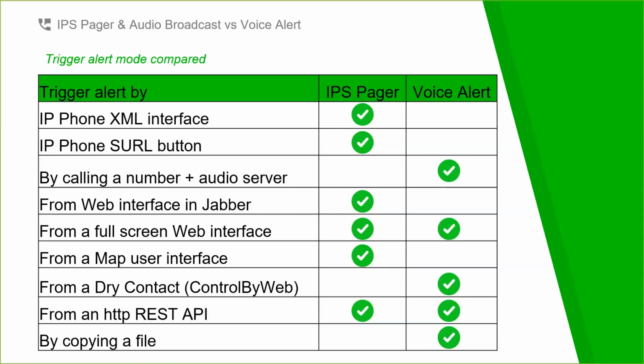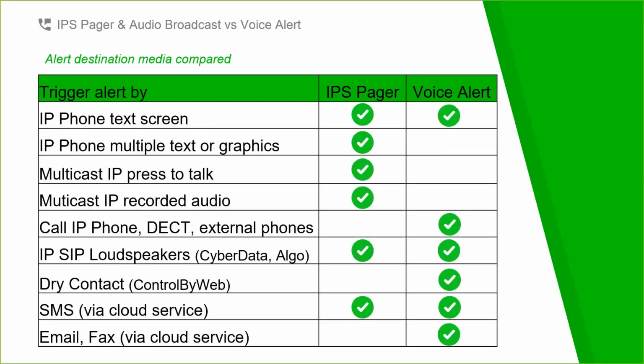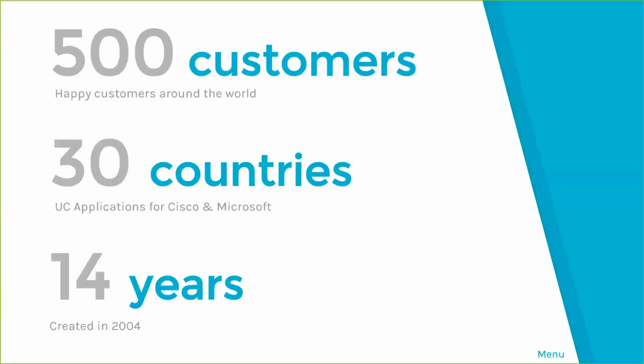For your convenience, here is a summary of the different applications and the difference between IPS Pager and Voice Alert, what is possible on each product to trigger the alert, different ways of triggering the alert. And here we compare the different media, how we can play the alert. So the main difference is that Voice Alert uses real CUCM calls for internal or external calls, as IPS Pager uses multicast IP flow.